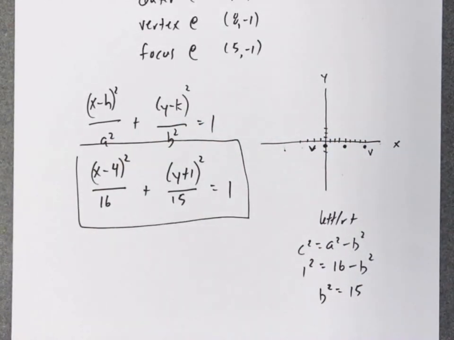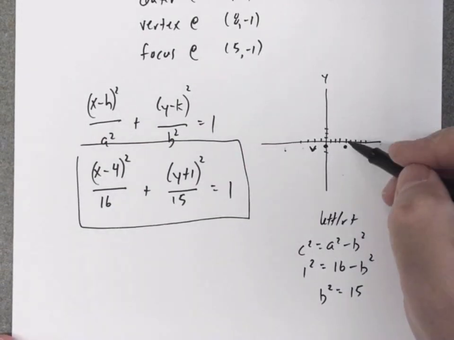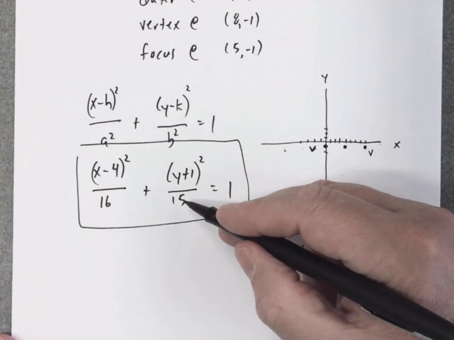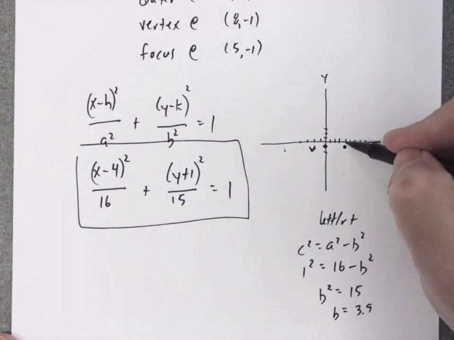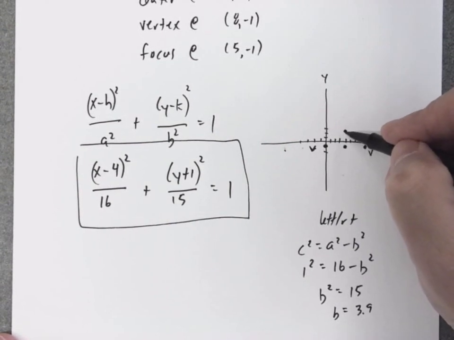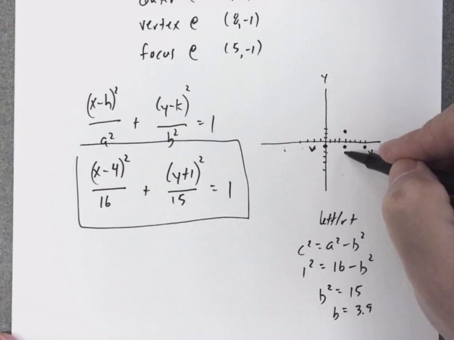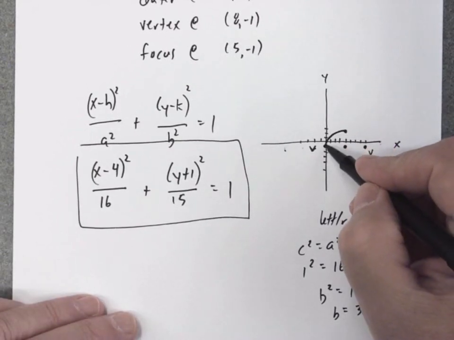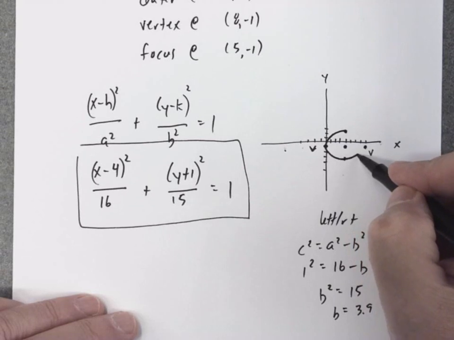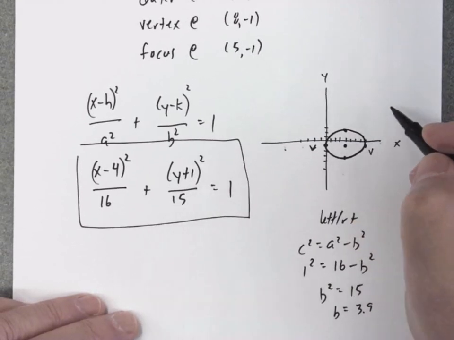Now if I take the square root of 15, it's approximately 3.9. So I'm going to go 1, 2, 3, 4. So 3.9 might be here. 1, 2, 3. So then my ellipse would look like that.